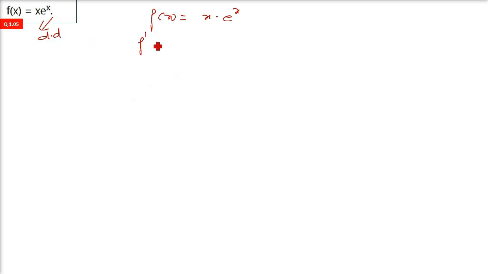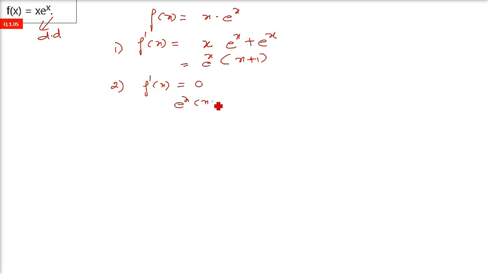The first differentiation is mandatory in both cases, whether you are using the first derivative or second derivative test. So when we take the derivative, we'll use the product rule, and finally we get e raised x times (x plus 1). Once we get this expression, the second step is to put this equal to 0. That is, e raised x times (x plus 1) is equal to 0.